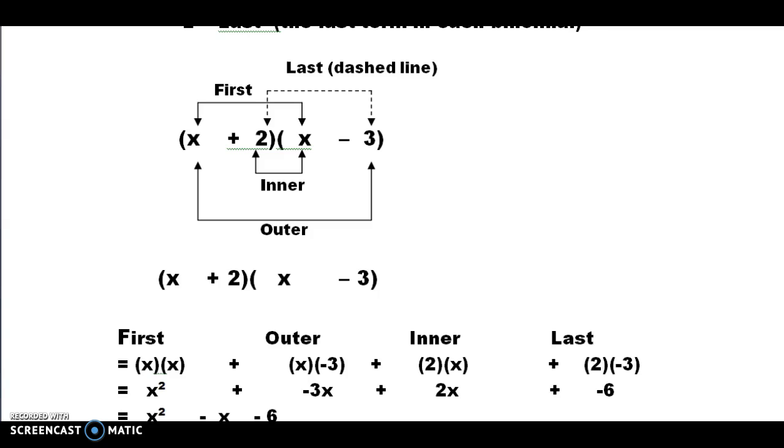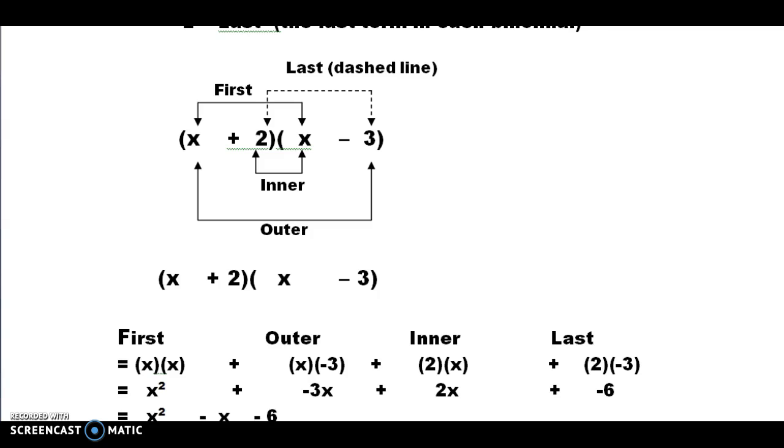Again, remember, when we take terms, we have to take the sign that goes with them. So we're taking x times negative 3. Our next one is going to be the ones that are closest together, which is the 2 and the x, so that's 2 times x for 2x. And then finally we have the terms that are the last ones in each of the binomials, which is the positive 2 times the negative 3. So now we have our four different terms all set up for multiplication.